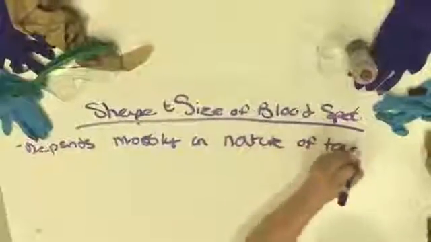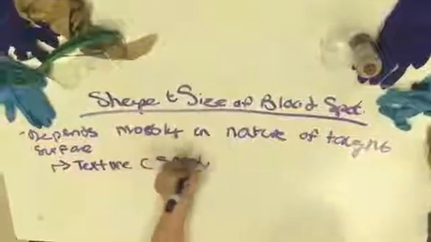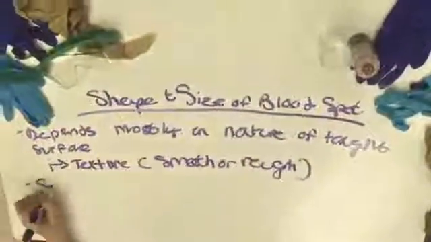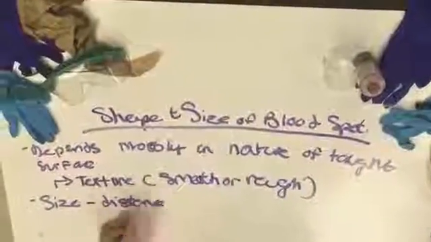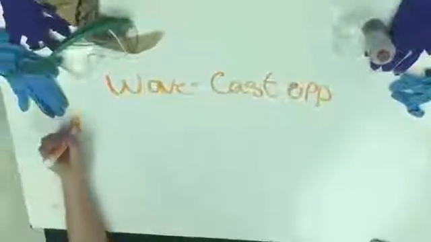The size and shape of a blood spot depends mostly on the nature of the targeted surface, whether the texture is smooth or rough or can absorb the blood. The size is related to the distance fallen. Wave cast-off starts with a drop of blood hitting the ground, which becomes the parent, and a little trickle of blood comes off of the parent and creates a wave cast-off.